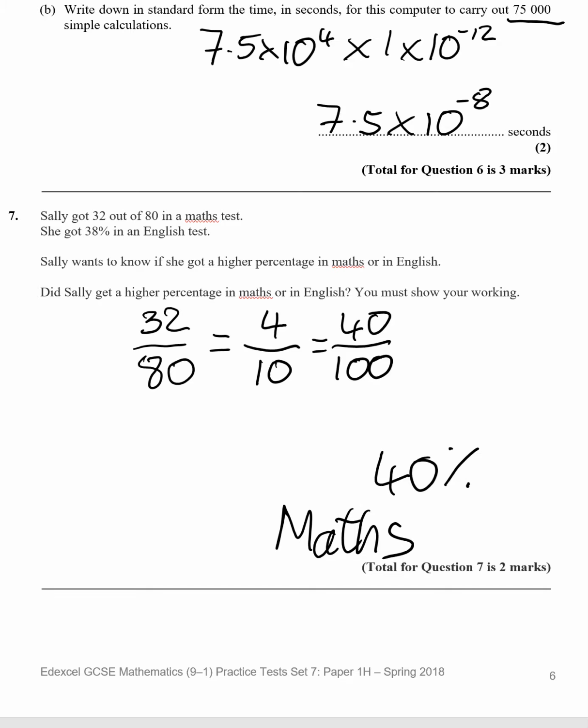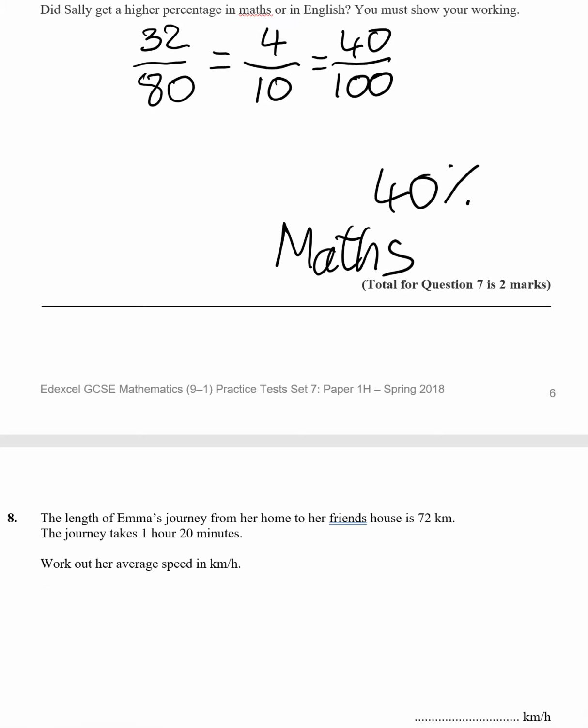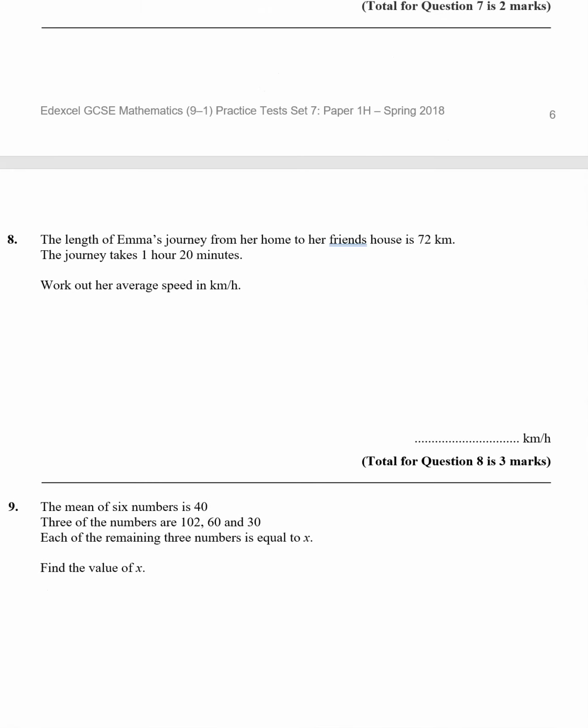Okay, now, next question. The length of Emma's journey from home to her friends is 72 kilometres. The journey takes an hour and 20 minutes. Work out her average speed.